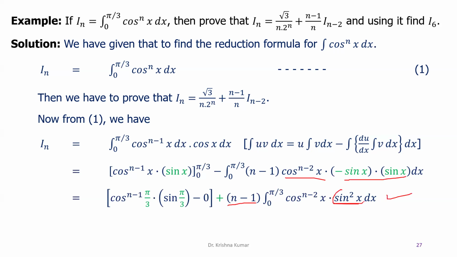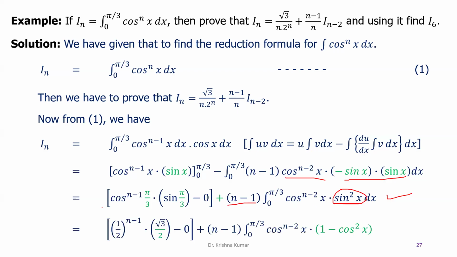Now again we can write sine square x in terms of cosine x. And before that, what is the value of cos pi by 3? Cos pi by 3 is 1 by 2. So (1 by 2) to the power n minus 1 into sin pi by 3, meaning sin 60, is root 3 by 2, minus 0, plus n minus 1 times the integration under the limit 0 to pi by 3 of cos to the power n minus 2 x, and this sine square x can be written as 1 minus cos square x. Let us solve in the next step.